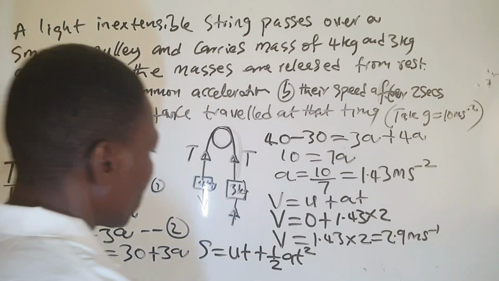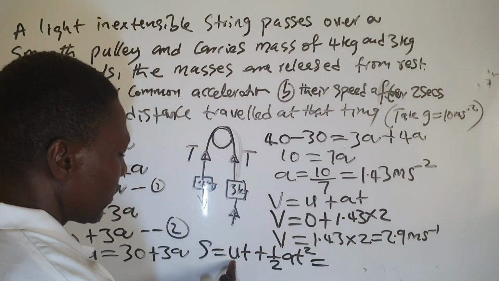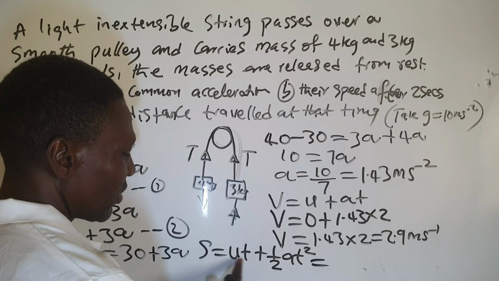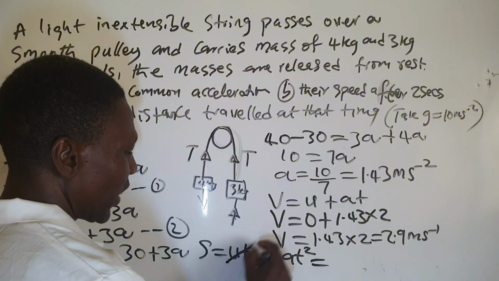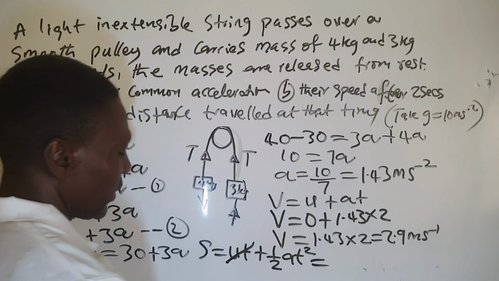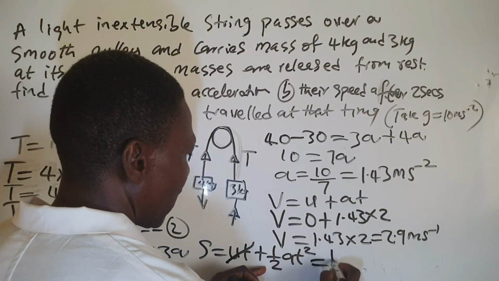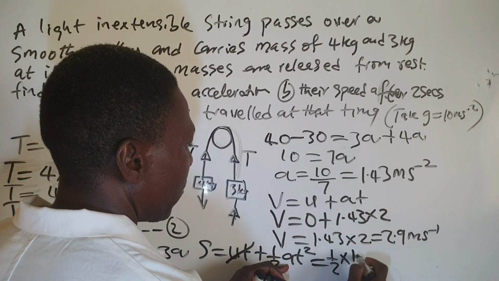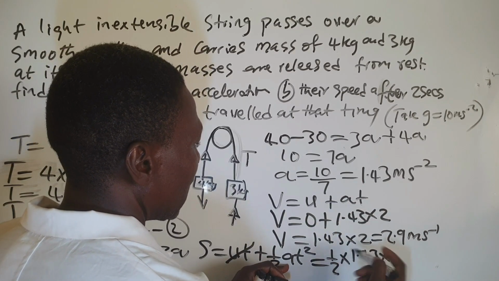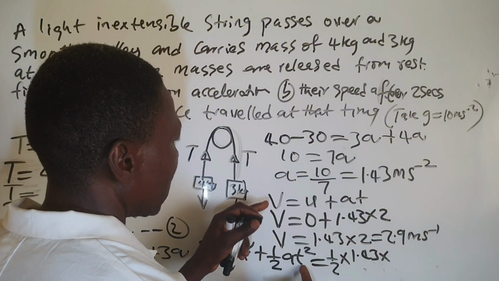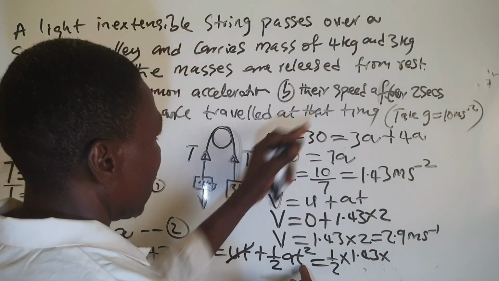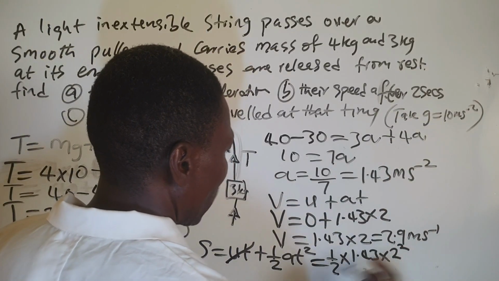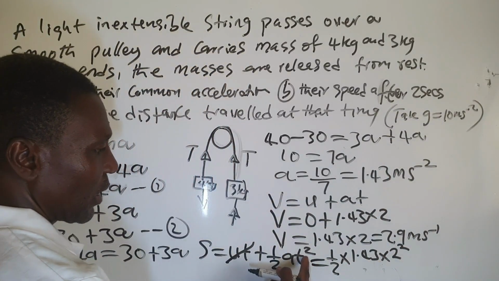Still the same thing. Our U is 0 now, so 0 times anything is 0. Therefore, here will be 0. Then we'll now have half times A, which we calculated here, 1.43, times our T, which is our time. Where is our time? They gave us the time to be 2, which is 2 squared. We are going to square it because the formula has a square.